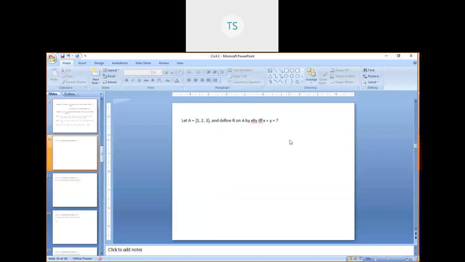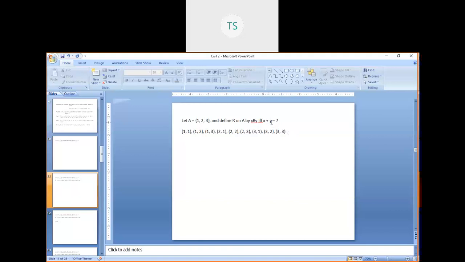Some elements, just try. Yes. 1 1. Yes, correct. 1 1, 1 2, 1 3, 2 1, 2 2, 2 3. So similarly with 3 1, 3 2 and 3 3. So these are the ordered pairs of the Cartesian product A cross A. So 1 1, 1 2, 1 3, 2 1, 2 2, 2 3, 3 1, 3 2 and the last one is 3 3. Now see, you have all the ordered pairs of the Cartesian product A cross A.